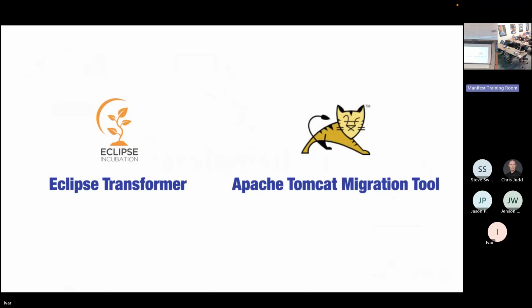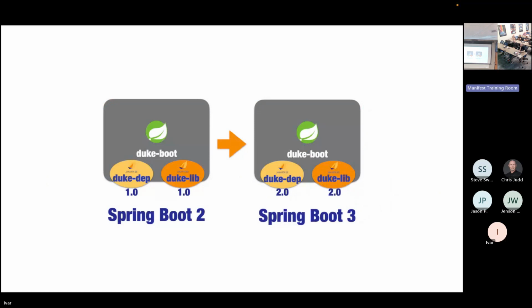I think OpenRewrite can take bytecode as well. But what these do is take the bytecode and translate the namespace for you in the bytecode. So you don't need the source. You can do it on bytecode level. So what I can do then is to take the Duke lib and transform it to a version 2.0 and use it in my app. Let's look at how that looks.